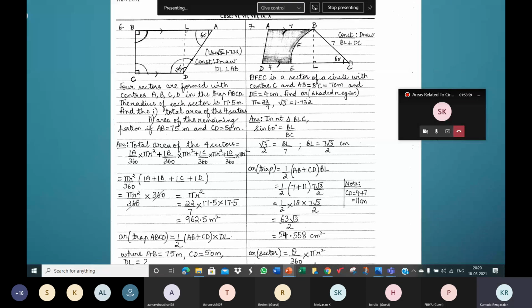So it's given there's a sector. CBFE is a sector whose angle is 60 degrees, which means CB is the radius, CE is the radius, because this is a sector. CB is marked 7 centimeters, and CE is also 7 centimeters. So CE plus ED is CD, which is 7 plus 4, 11. Okay. Very good, Srinivasan.